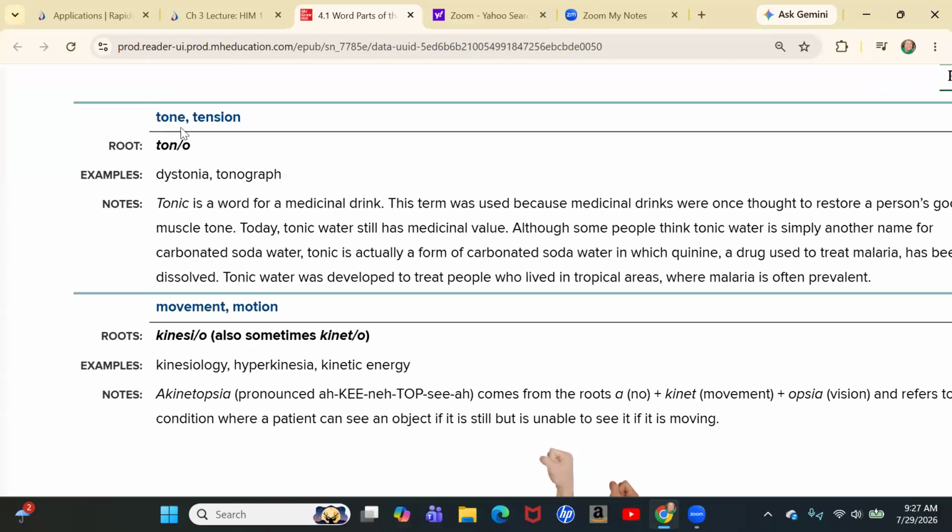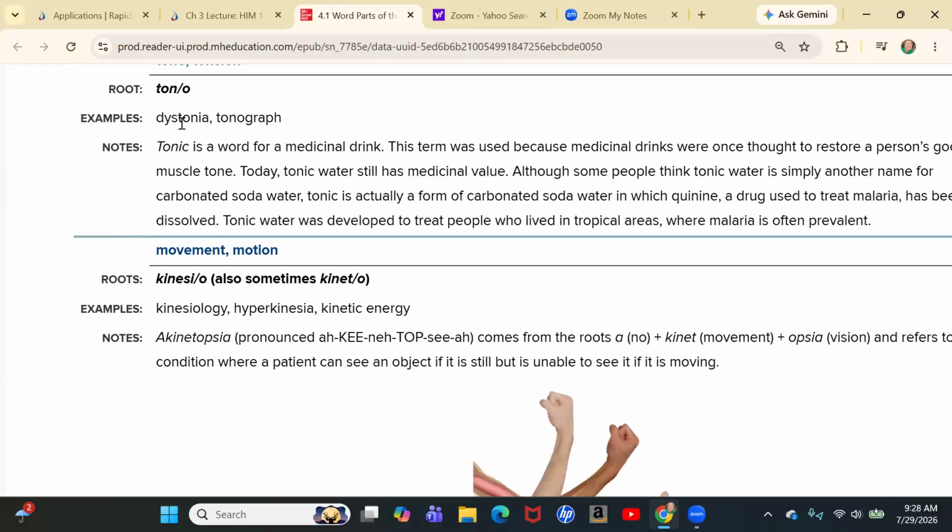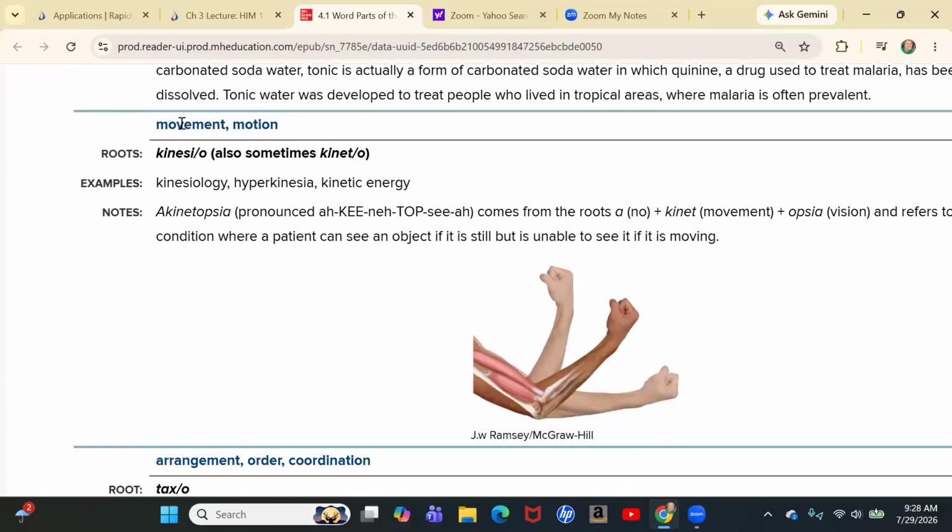Tono is muscle tone: how strong the muscle is, how easily malleable the muscle is. And then we talked about kinesiology, the study of movement.